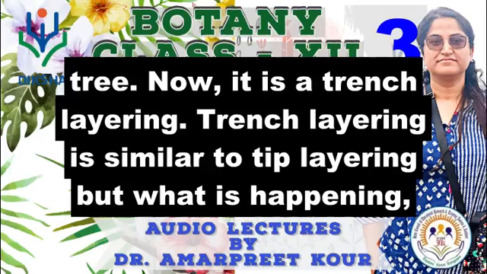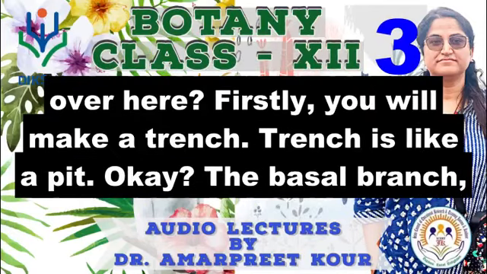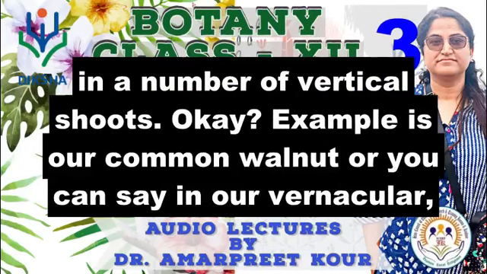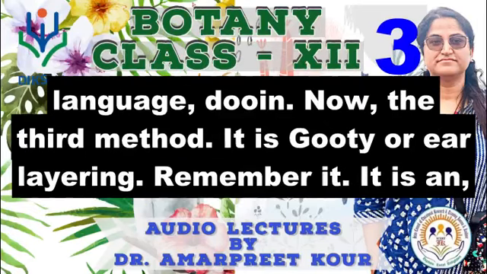Now it is trench layering. Trench layering is similar to tip layering, but what is happening over here? Firstly, you will make a trench. A trench is like a pit, okay? The basal branch is pegged, or you can say it is immersed in the trench and covered with soil. It develops a number of vertical shoots. Okay, an example is our common walnut, or in our vernacular language, doon.